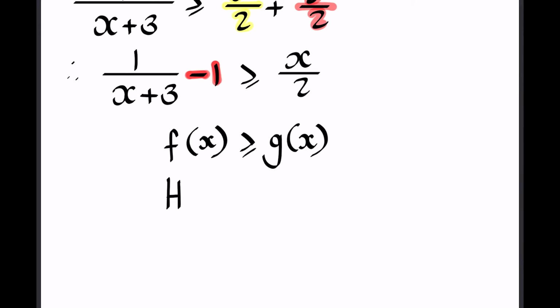Well, f of x is the hyperbola and g of x is the straight line. So the hyperbola is greater than the straight line. But greater than means bigger than. The hyperbola is bigger than the straight line. Bigger could also be used as saying above, right? If you're bigger, you're above something that's lower or smaller. So where is the hyperbola above the linear?